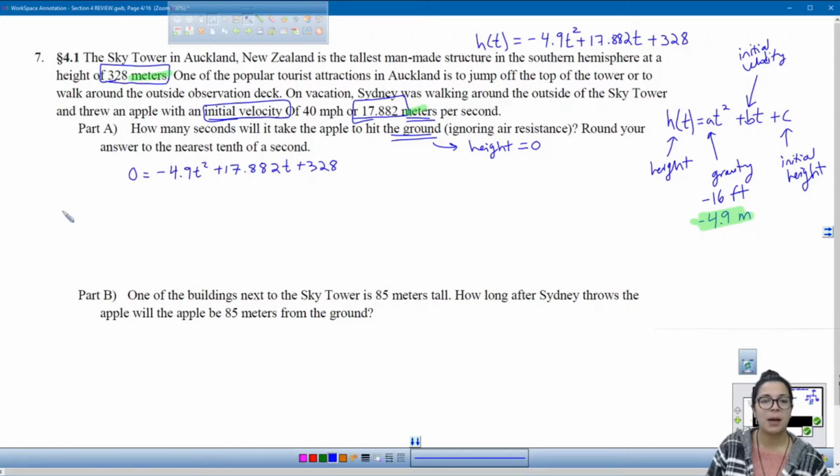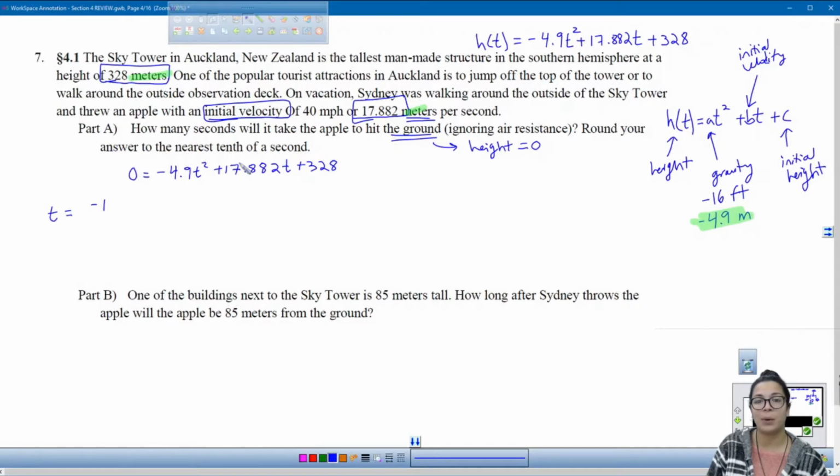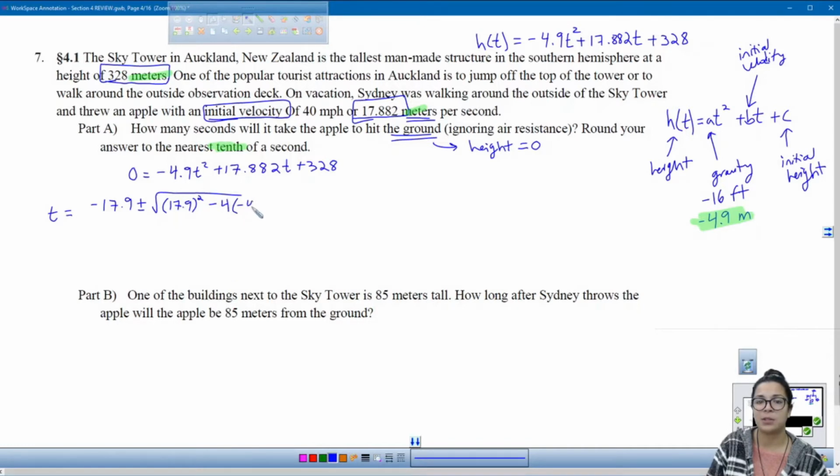So on this one, we have t equals -b. B in this case is 17.882. Now in the question, they did say that I could round to the nearest tenth, so I'm just going to round to the nearest tenth right at the beginning. So -17.9 plus minus the square root of b, 17.9 squared, minus 4 times the a value, which is -4.9, times the c value, which is 328. Let me extend my radical bar there. And then that's all over 2 times the a value, which is -4.9.